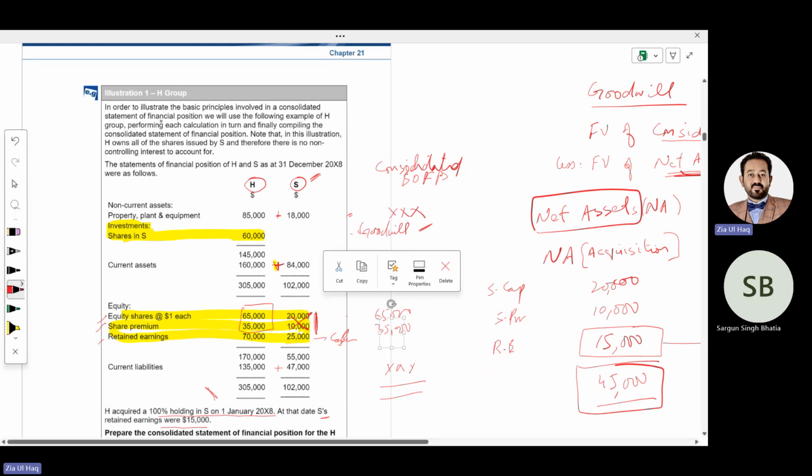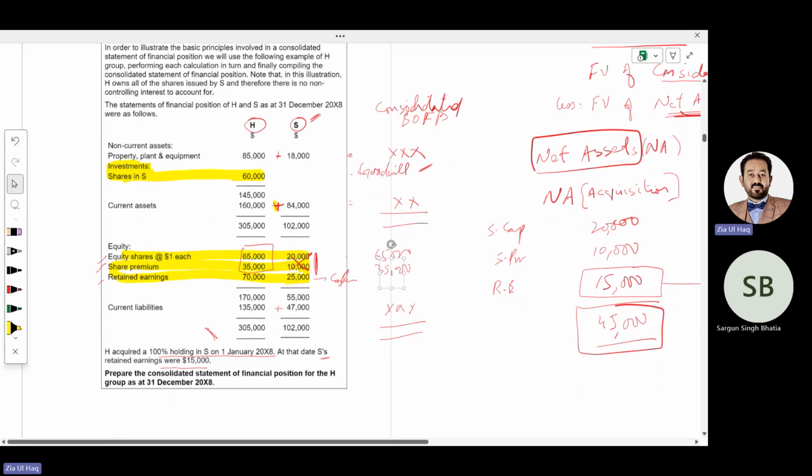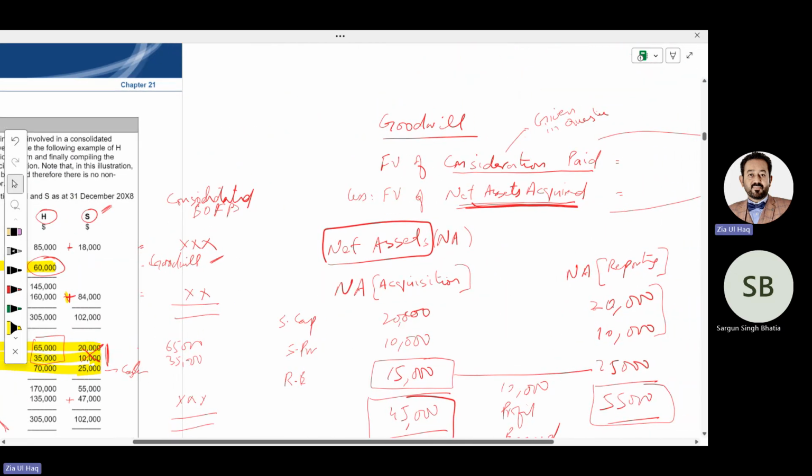See, in order to illustrate the basic principles involved in consolidation statement of financial position, we will use H group. This is consideration paid, meaning how much is the investment? 60,000. So 60,000 is your consideration paid.